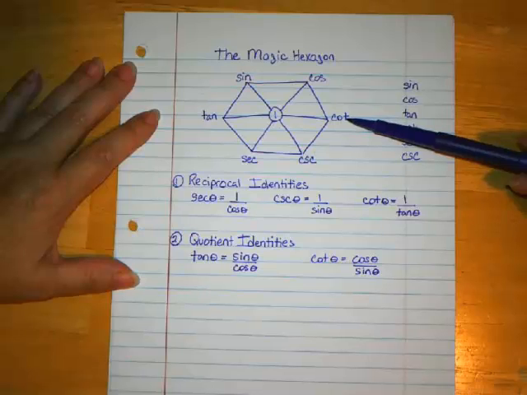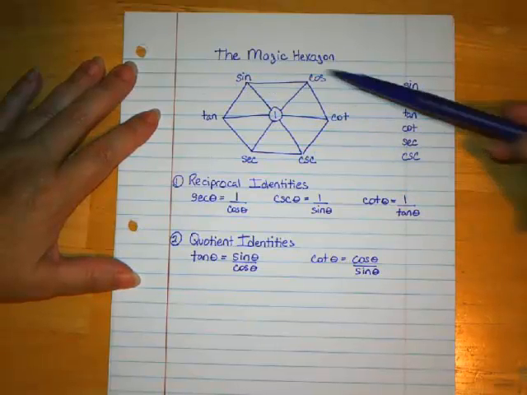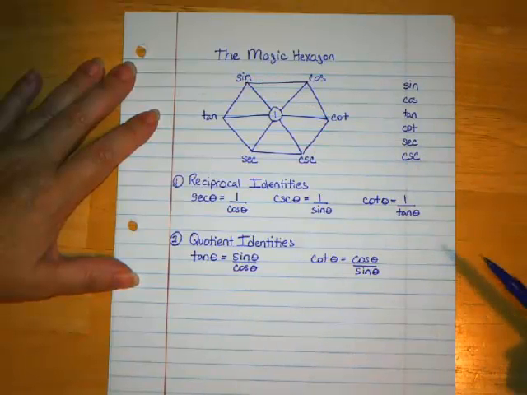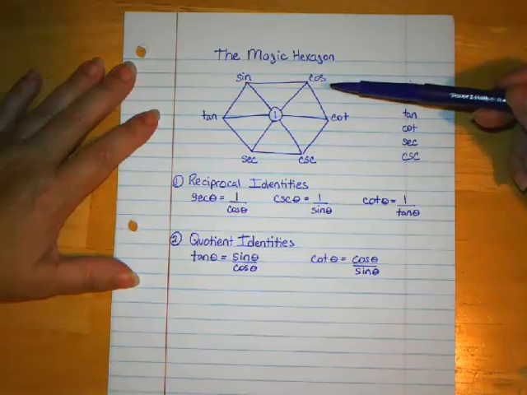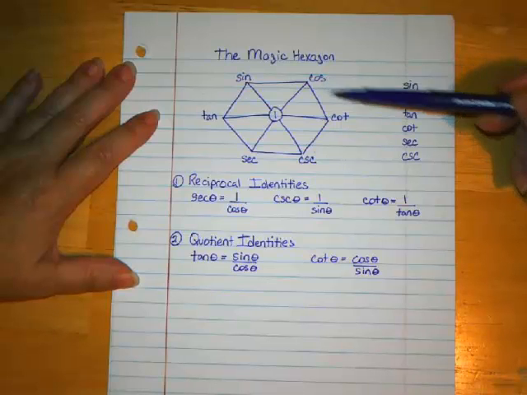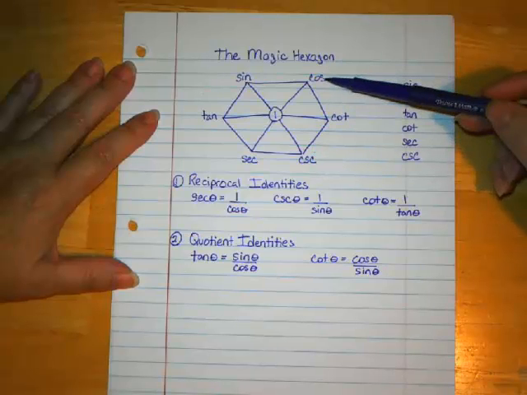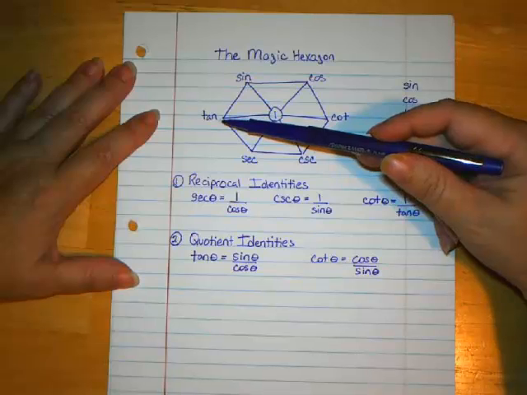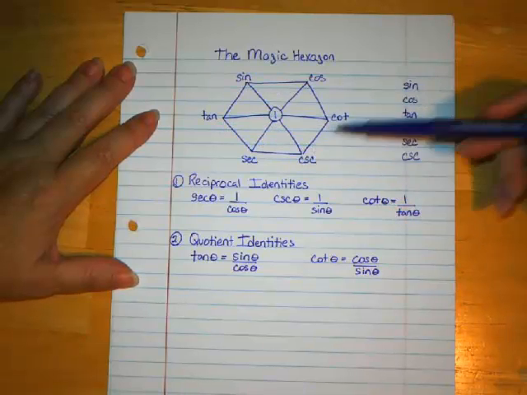These are the main 2, but actually you can start anywhere on the hexagon and create a new quotient identity if you wanted to. For example, you could say cosine equals cotangent over cosecant, or you could say cosine equals sine over tangent. And that's a proper quotient identity as well. So there are many, many quotient identities. They all go along the outer edge. So these are the outer edge, and these are the diagonals.